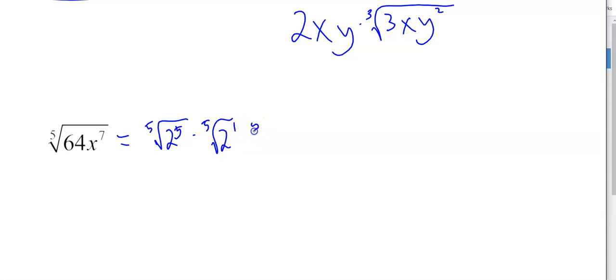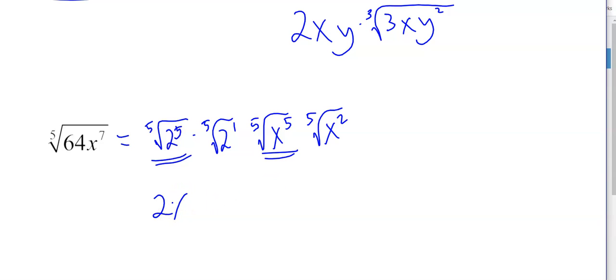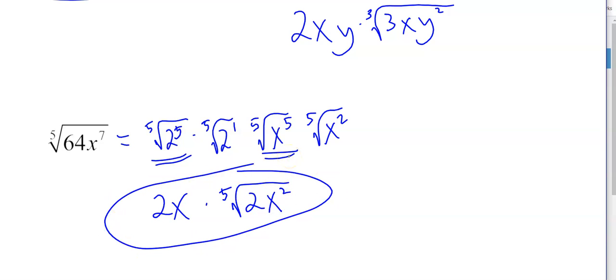Again, we're breaking up this 7th. We only need 5, so I'm putting 5 of them together, and 2 of them are just going to be left over inside the radical. This one should simplify, this one should simplify. So we get 2x times the 5th root of what's left over inside, 2x squared. It's all one term there.